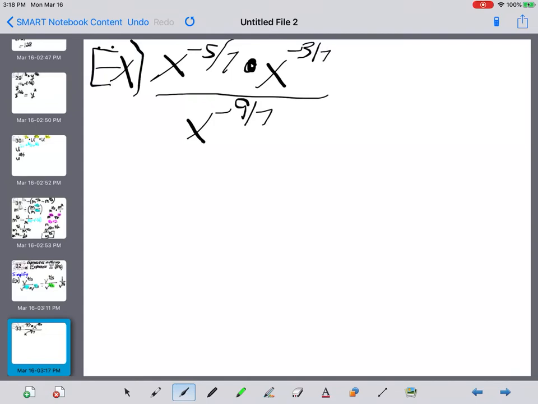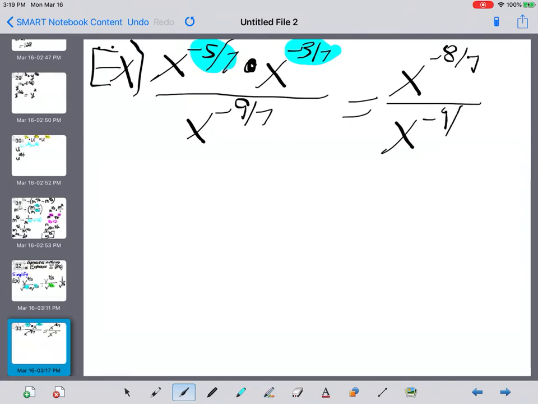So I'm going to move a little faster in this, going part by part. I'm multiplying on the top, so we're going to add our exponents here. So negative 5/7 plus negative 3/7. When I add those, it's going to be x to the negative 8/7 on the top, and that's going to be over x to the negative 9/7.